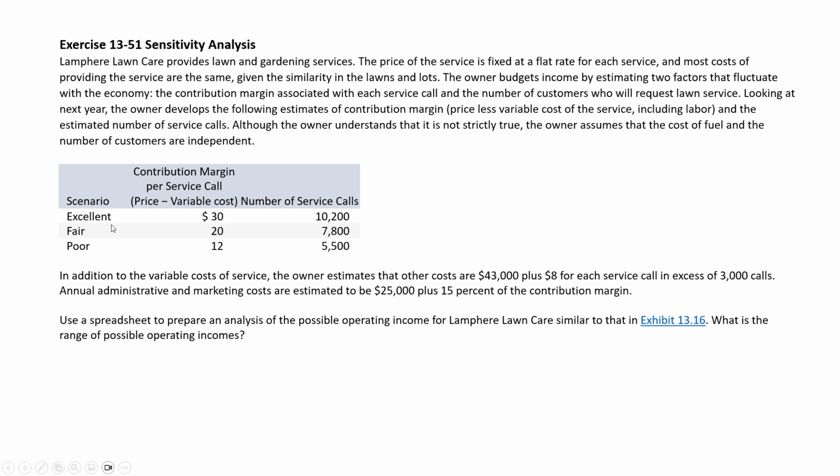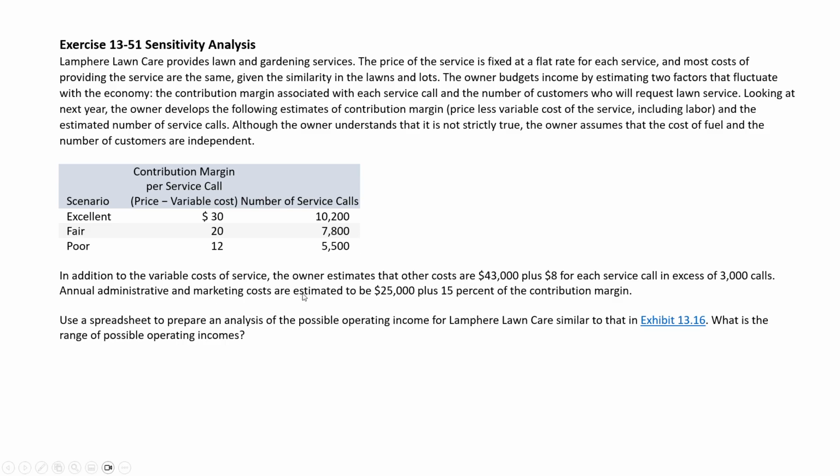Although they understand it's strictly not true, they assume that the cost of fuel and number of customers are independent. So we have the absolute best scenario would be $30 in contribution margin per call and number of service calls of 10,200. Middle of the road, fair, $20 in contribution margin per service call, number of service calls 7,800. An absolutely worst situation is a combination of $12 in contribution margin per service call and 5,500 service calls. Those are the scenarios we're going to deal with.